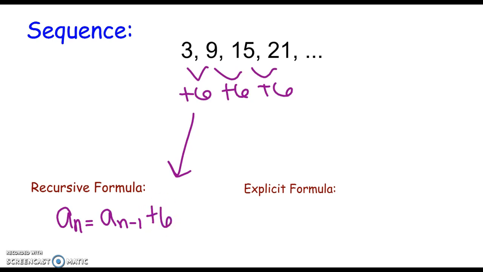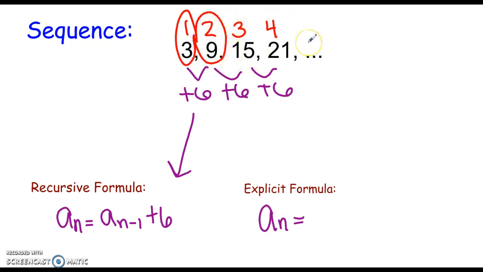That's our recursive formula. For our explicit formula, we need to relate back to the term number, meaning 1 gets me a 3, 2 gets me a 9. If I plug in a 3, I get out a 15. If I plug in a 4, I get out a 21, and so on and so forth. So if you're looking and trying to relate these numbers, maybe you can see how it's happening. If not, I recommend starting with your pattern. So if I took 6 times the term number, in this first case, 6 times 1 is 6. What would I have to do to make that 6 into a 3? Well, I would have to subtract 3.